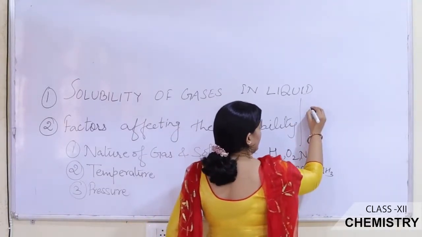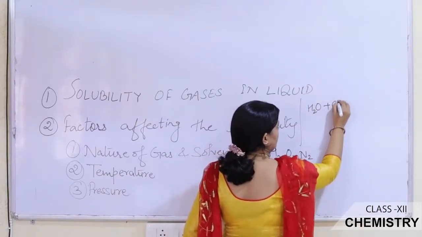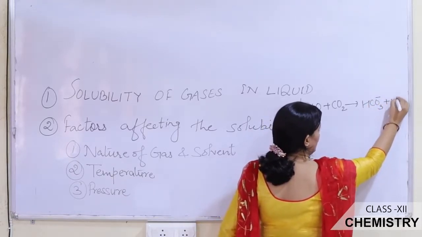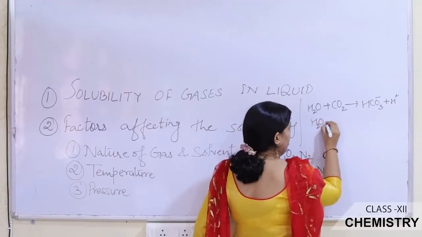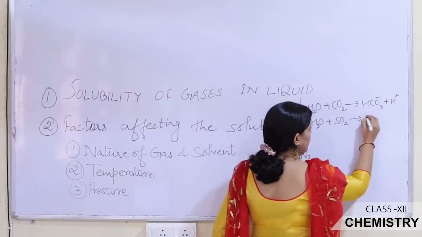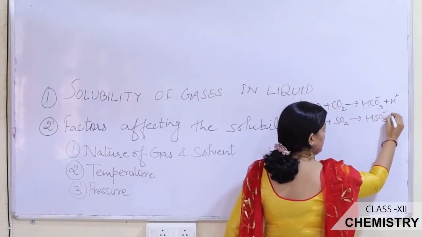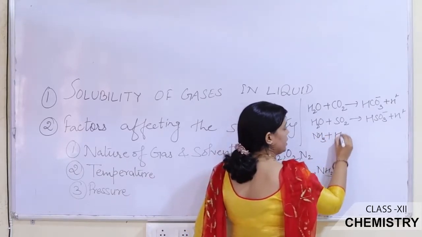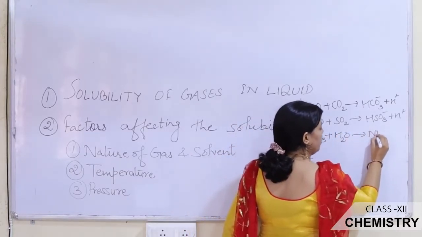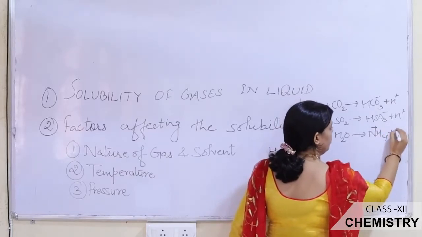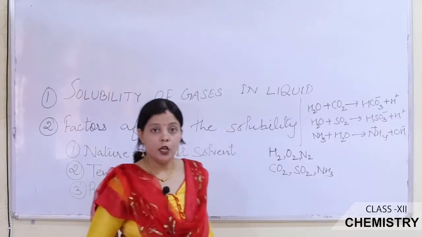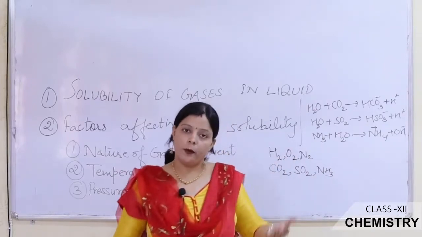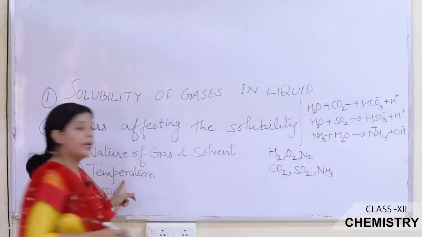For example, when carbon dioxide reacts with water, it gives HCO3 negative plus H plus, carbonic acid. When sulfur dioxide reacts with water, it gives HSO3 negative plus H plus. Similarly, ammonia NH3 also reacts with water and gives the ammonium ion along with the liberation of the hydroxide anion. So the gases that tend to combine with water show solubility in water.